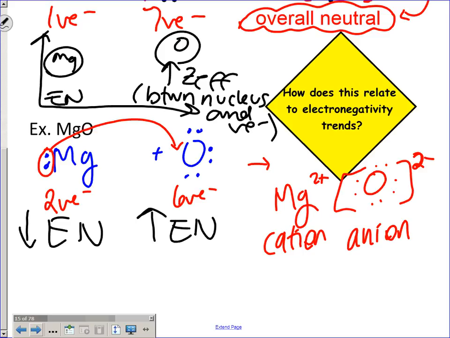But what if you had some things that were similar in their electronegativity? Instead of causing a transfer of electrons, they could possibly share. But what if one was just a little bit more electronegative than the other? Would they still share? I don't know.